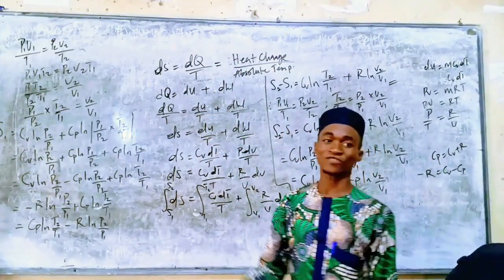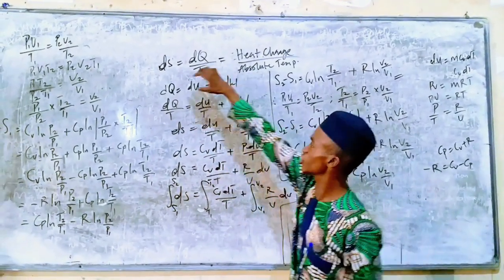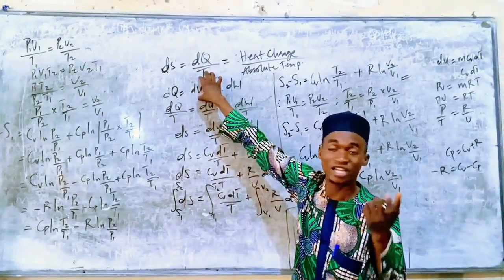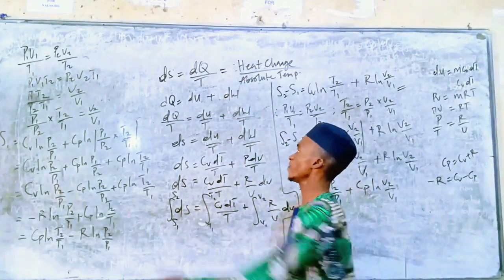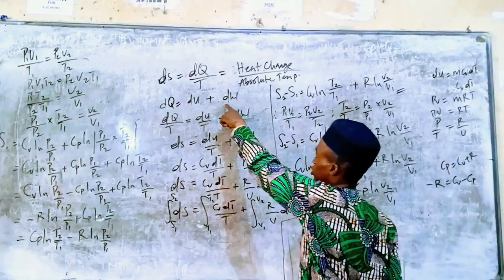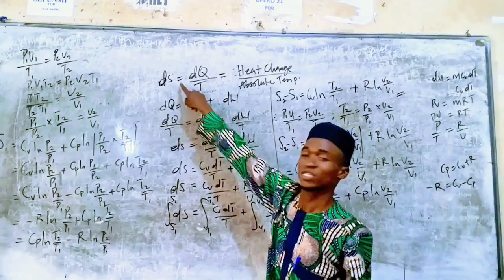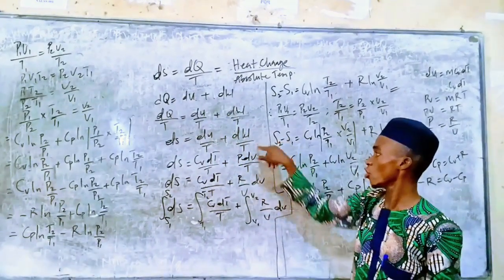And from our first law of thermodynamics, we say that Q equals U plus W, where Q equals the small change in the heat, U equals the small change in the internal energy, and W equals the small change in the work done. Now, if you divide Q out by temperature, you have Q over T equals U over T plus W over T. Remember, Q over T is the same thing as what? The S. We have S equals U over T plus W over T.